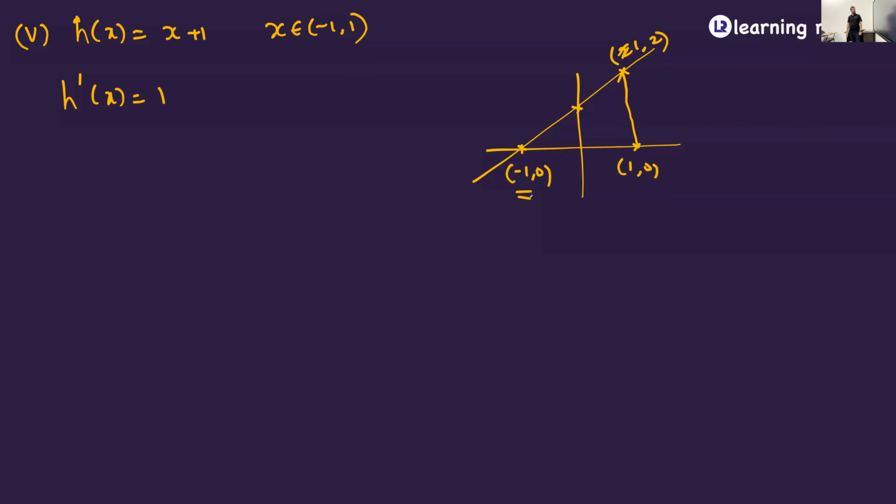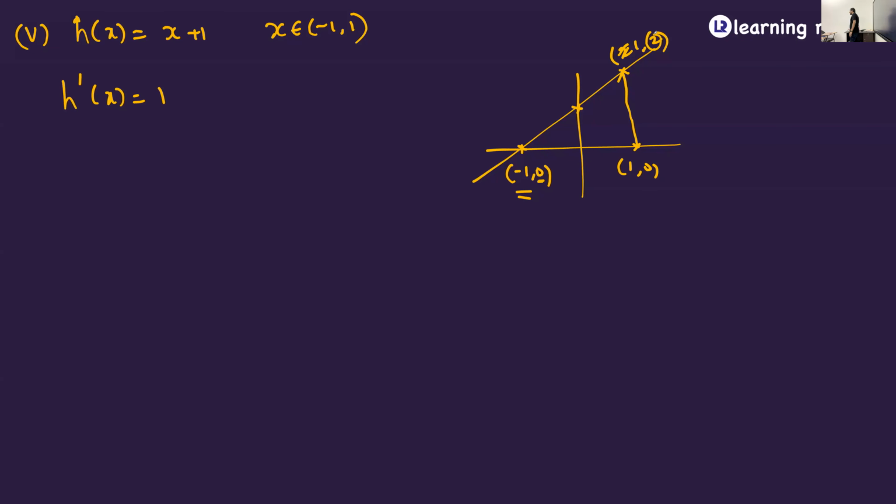So the answer for this question is supposed to be 0 is the minimum value and 2 is the maximum value. But we cannot actually find it. What have they given? Neither minimum nor maximum, because you cannot take that point into consideration.